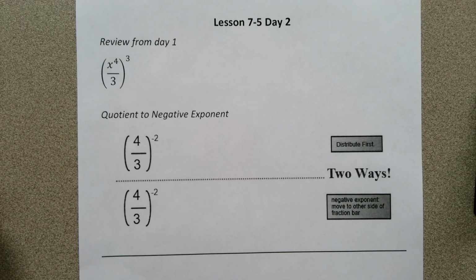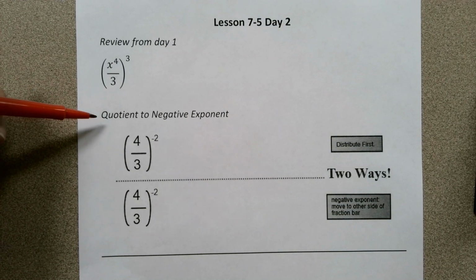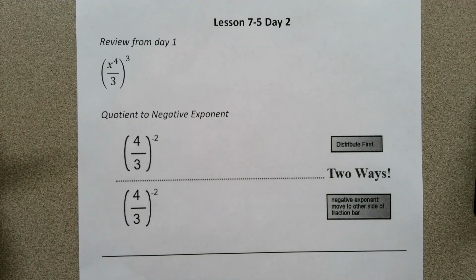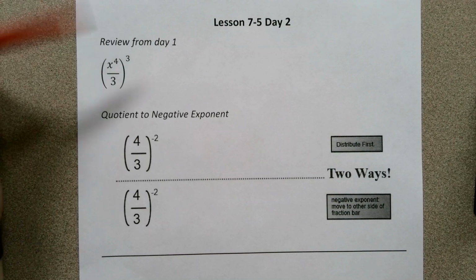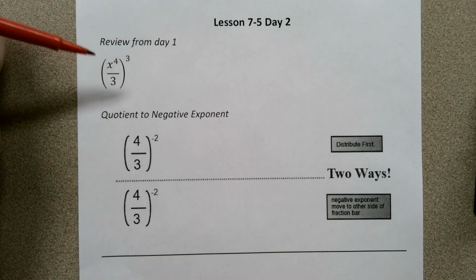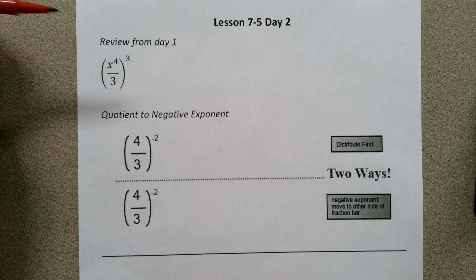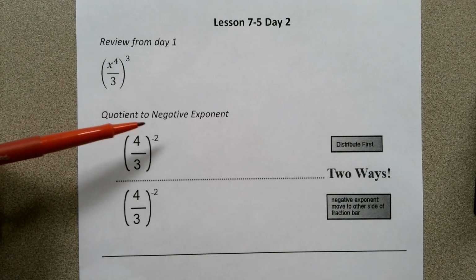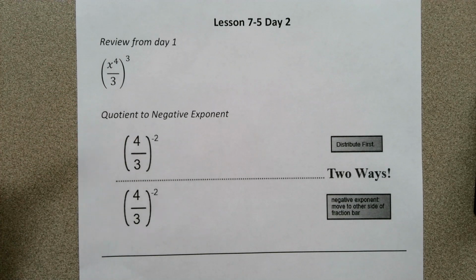Yesterday in class, you learned how to simplify expressions where we have a quotient to an exponent, or a quotient to a power. Today we're going to review that in this first problem and then go through some examples of how to simplify when that exponent is negative. There are a couple of ways to go about that, but we have to be very careful within those steps.